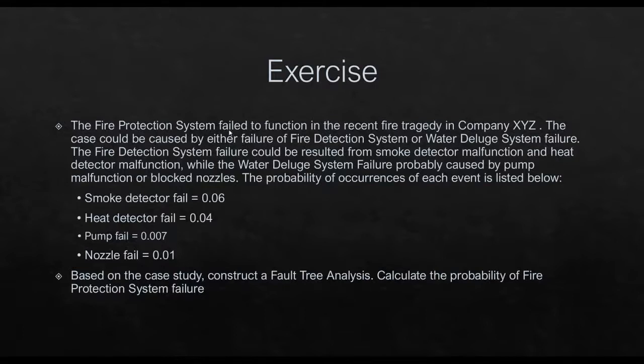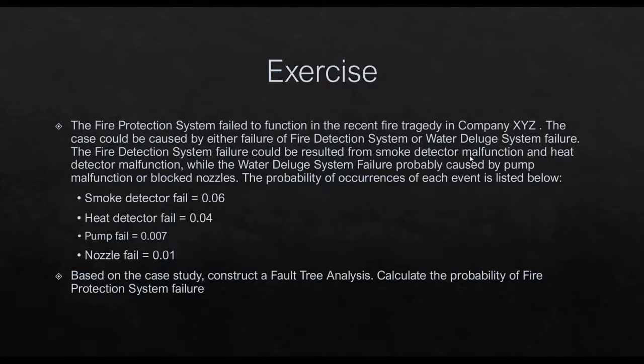The fire protection system failed to function in the recent fire tragedy in company X, Y and Z. The case could be caused by either failure of the fire detection system or water deluge system failure. Or, so here we can see we can use the OR gate. The fire detection system failure could result from smoke detector malfunction and heat detector malfunction.